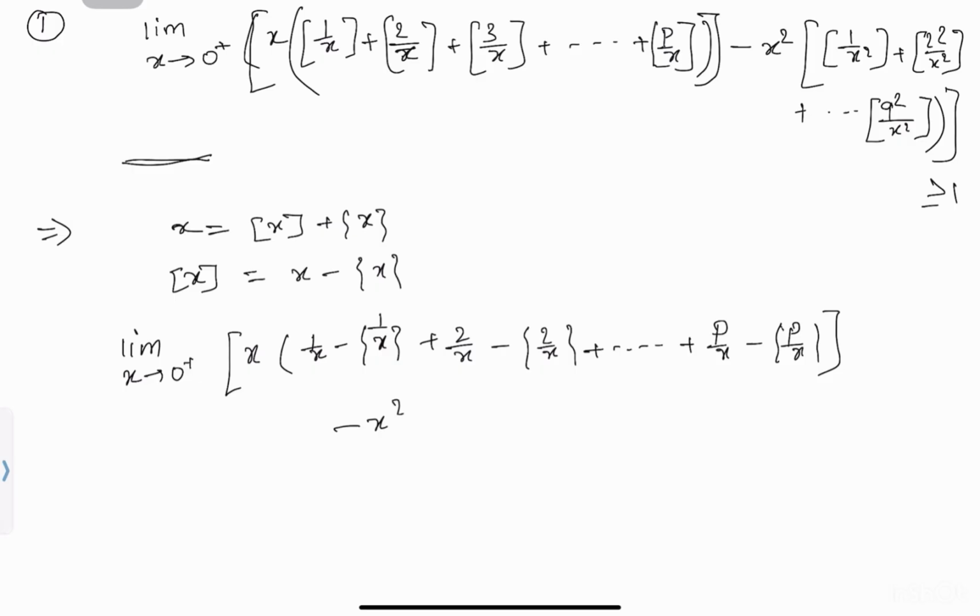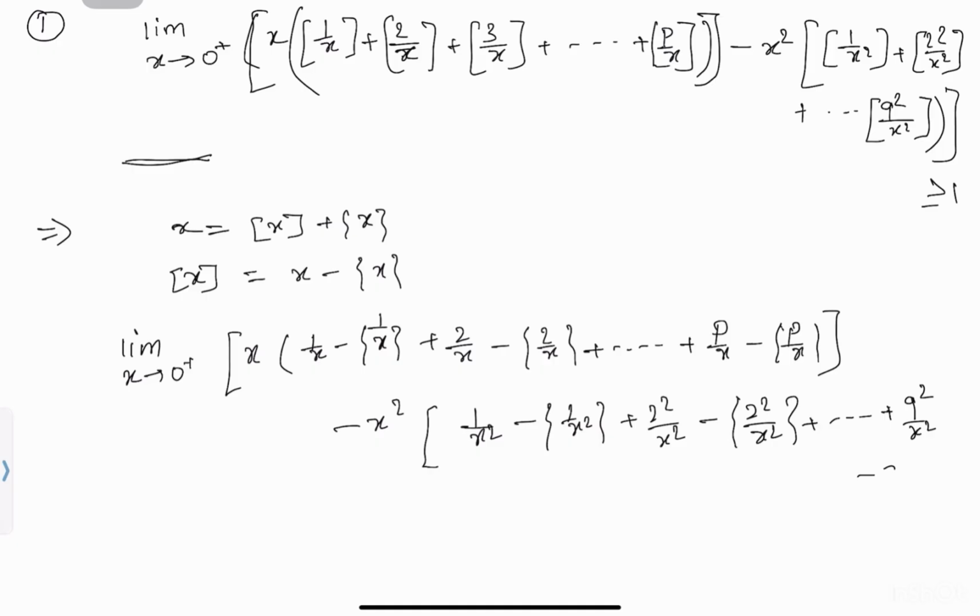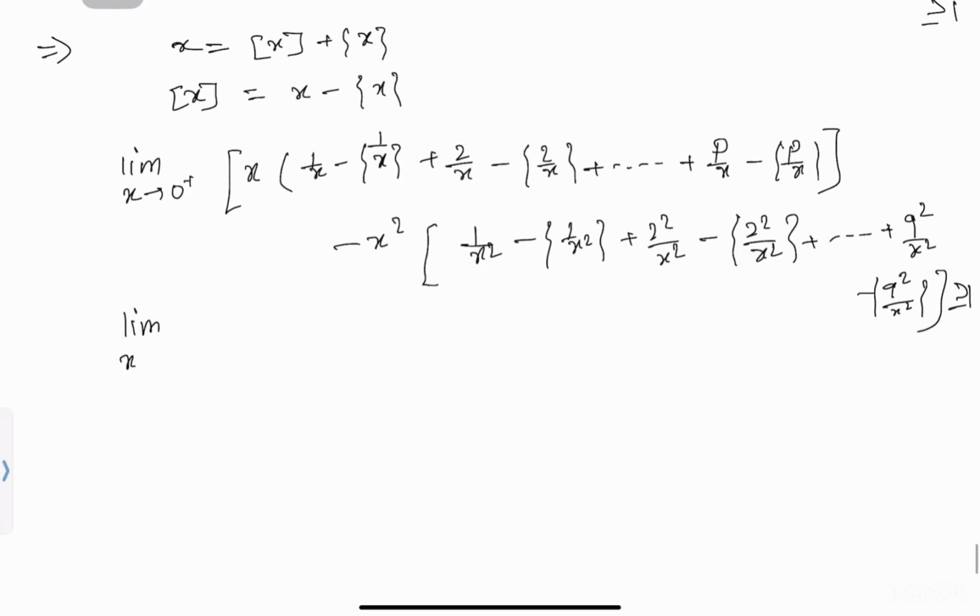Now minus x square times 1 by x square minus the fractional part of 1 by x square, plus 2 square by x square minus the fractional part of 2 square by x square, and so on up to 9 square by x square minus the fractional part of 9 square by x square. This is greater than or equal to 1. Now, limit x tending to 0 positive. What is the range of the curly bracket? The range of this is 0 less than or equal to x less than 1. That means this is finite.